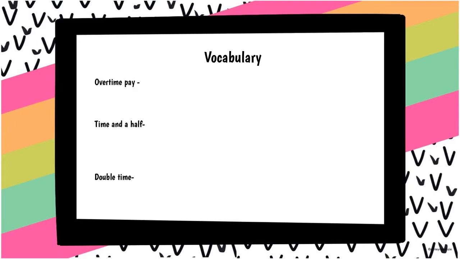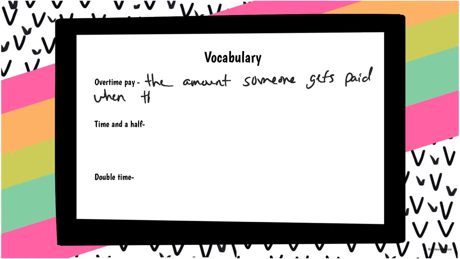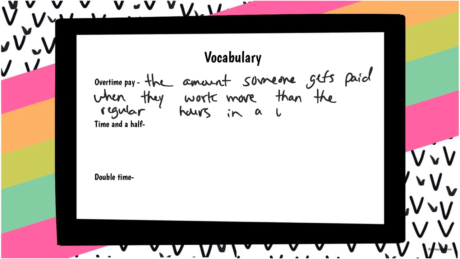First, we have overtime pay. Overtime pay is the amount someone gets paid when they work more than the regular hours in a week. So typically, regular hours are 40 hours. So if somebody works more than 40 hours in a week, they get paid overtime pay for that. So they get paid extra for that.